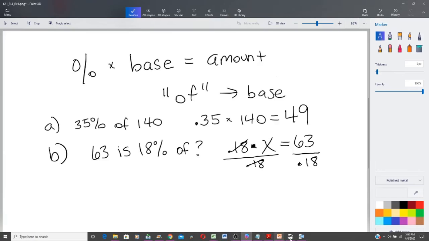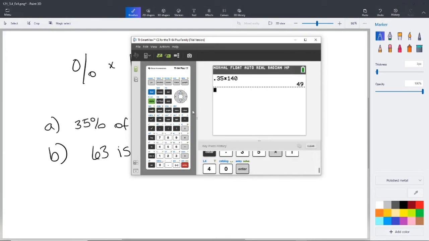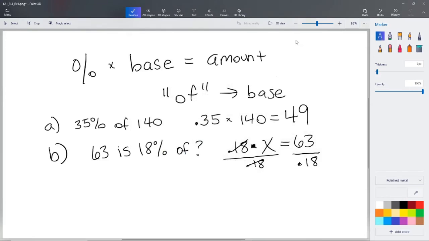So we bring up the calculator. Let's clear this, and we'll say 63 divided by 0.18. And it says 350 is our answer. And so that's what we'll go ahead and write down, just so we have it somewhere over here. We'll say the answer is equal to 350. So 350 times 18%, or 0.18, is going to give us 63.